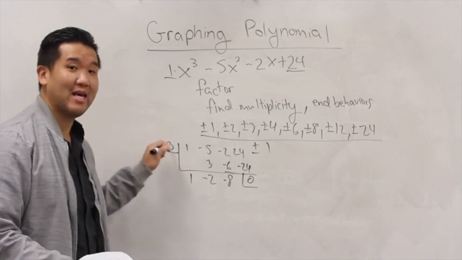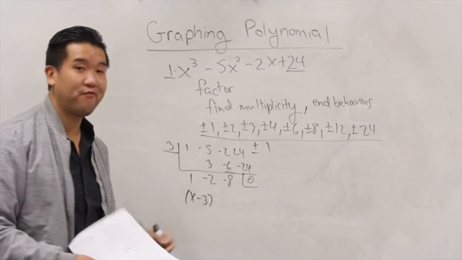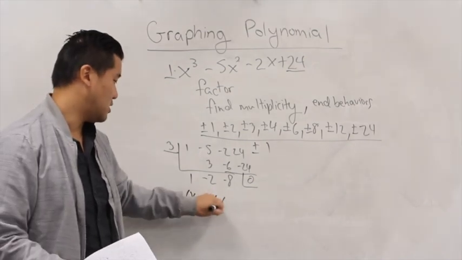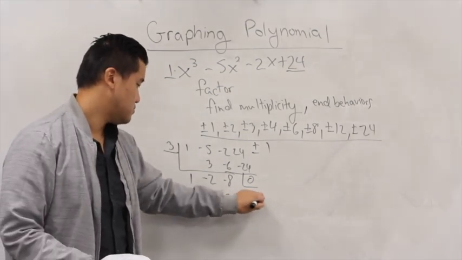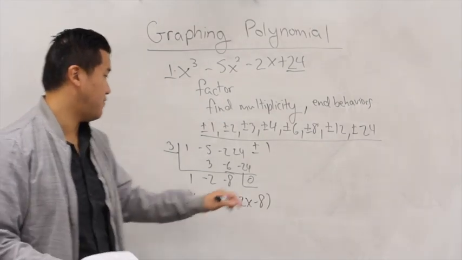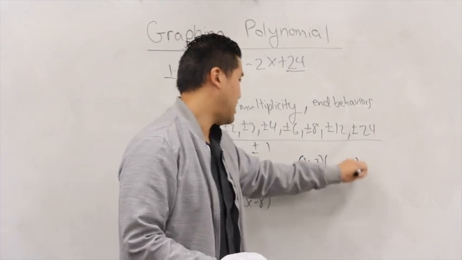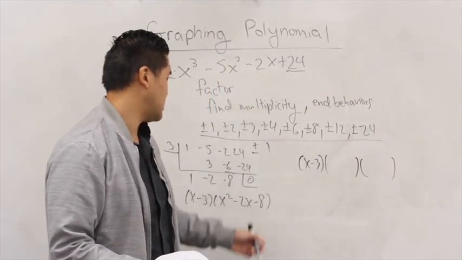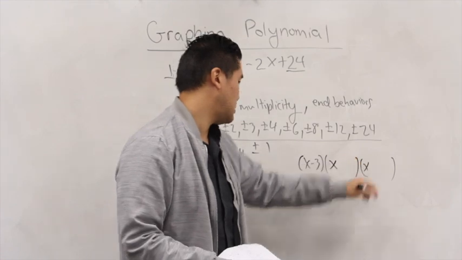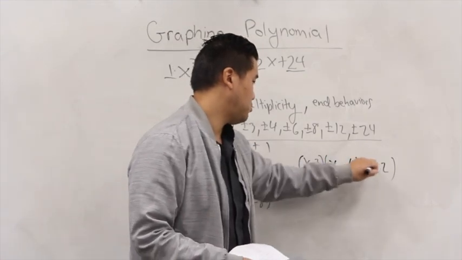So that means this is an x-intercept. That means x minus 3 is a factor. And this is what's left over. Right? It's quadratic, so we can actually just go ahead and factor. So I'm going to do it here. So I'm going to factor x squared minus 2x plus 8x, 4 and 2, minus plus.